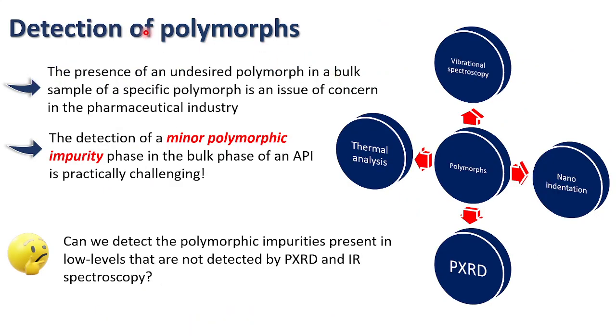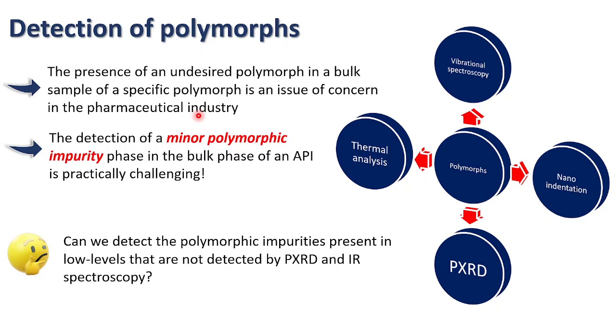How can we detect these polymorphs? Polymorphs are basically one compound that can exist in different forms. We have to detect these polymorphs. What are the different types of polymorphs present, and what are the main methods to determine them? The presence of an undesired polymorph in a bulk sample of a specific polymorph is an issue of concern. It is very important in the field of the pharmaceutical industry.